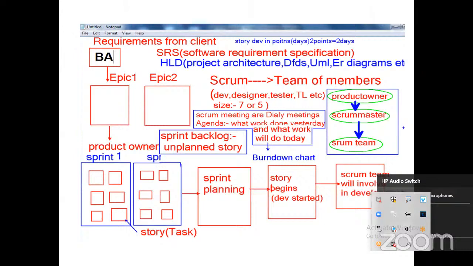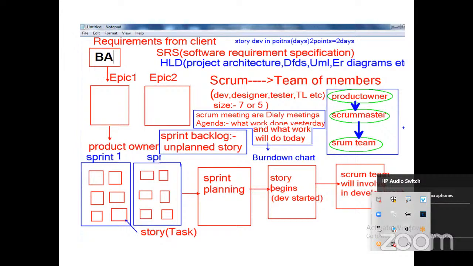Scrum is nothing but a group of members who are involved in developing the task. In the agile methodology, designer, developer, tester, everyone belongs to the same Scrum team. Is it clear? The same task is assigned to the designer, developer, as well as tester. Is it clear? It is a mini waterfall model. Nowadays it is a very popular model. So here you see, Scrum is nothing but a team of members who are involved in developing the story. The Scrum team consists of the developer, designer, tester. Is it clear? All the members are available in this particular Scrum team.